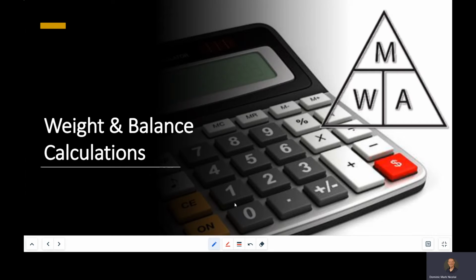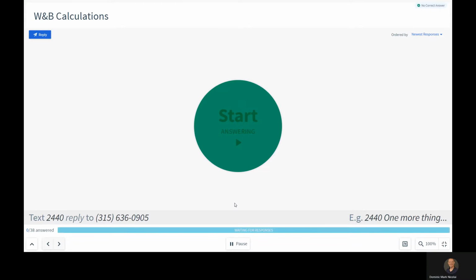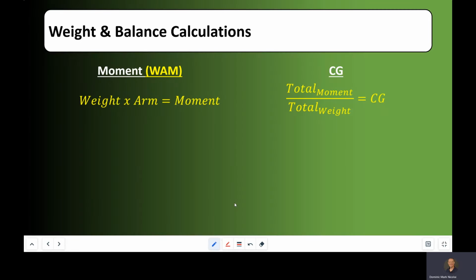Some calculations you have to be able to do as a pilot. Discussion page here: weight and balance calculations. Wham! Weight times arm equals moment. You have been doing that on your weight and balance calculations. That's how our little sheet is laid out. Weight times arm equals moment.